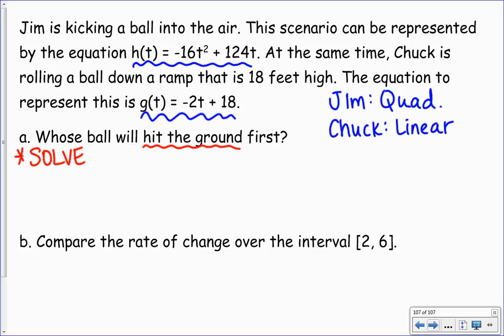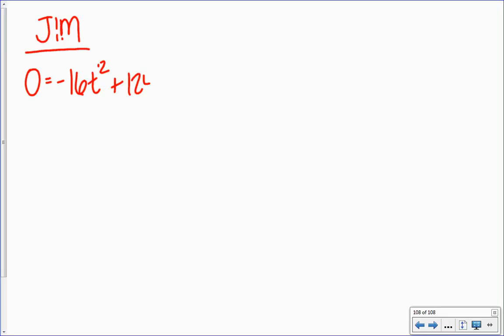So what I'm going to do is I'm going to go to the next page so I have plenty of room. There's plenty of room at the bottom of your paper. So you can just scroll down there, look down at the bottom of your paper, and you can start doing your work there. So Jim's equation, I'm also going to set it equal to 0, was negative 16t squared plus 124t. So go back to your quadratic formula. A is negative 16, B is 124, C is 0.